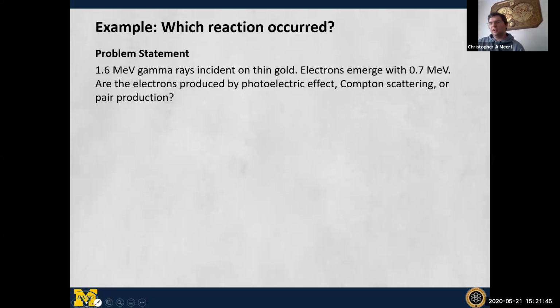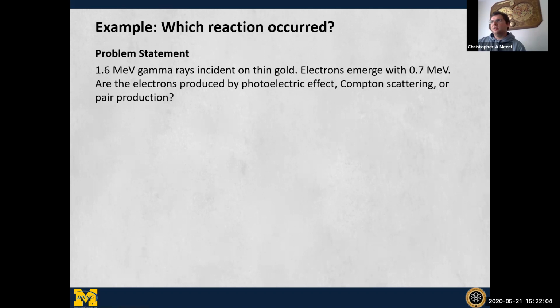Just a few assumptions we might use: say we're working in a vacuum, so the electrons don't lose any energy as they travel to the detector. We're using a thin gold leaf, so the electron will not lose any energy as it exits the gold.